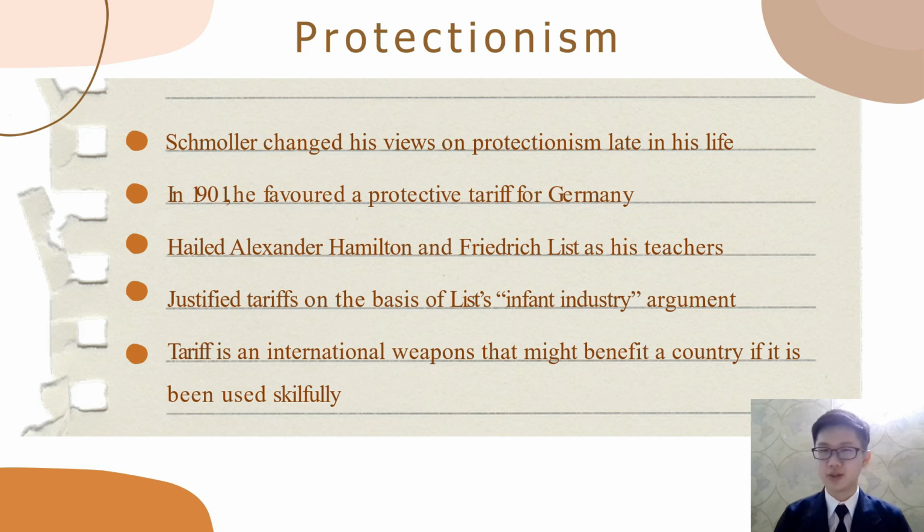Last but not least, I would like to talk about protectionism. In 1901, Schmoller favored a protective tariff for Germany. He hailed Alexander Hamilton and Friedrich List as his teachers. He justified tariffs on the basis of List's infant industry argument and went further on it. He thinks that a tariff is an international weapon that might benefit a country if it is used skillfully. Although Schmoller supported free trade in his younger age, he changed his views on protectionism later in his life. So that's all from me.